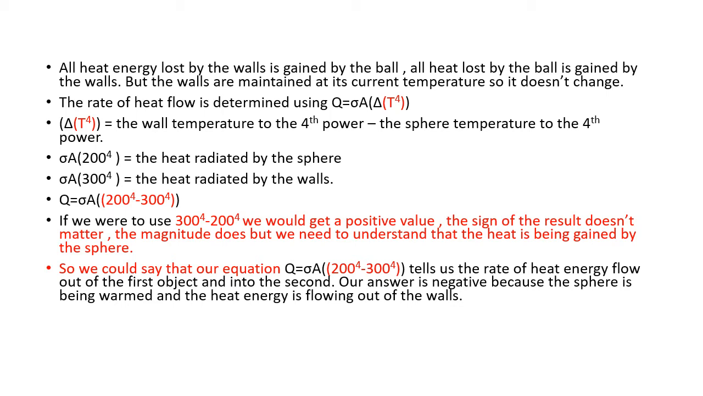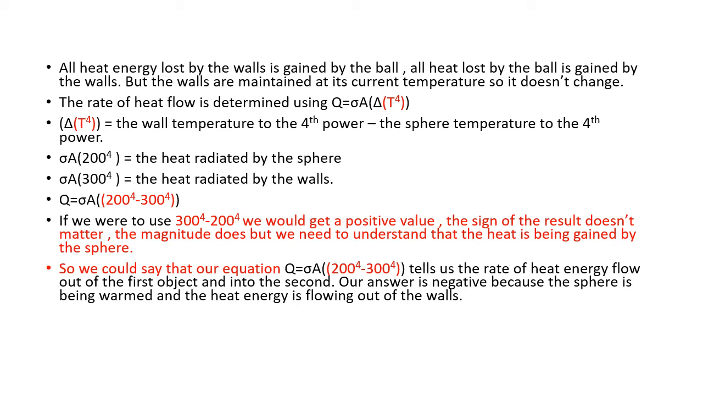So the rate of heat flow is determined using the equation Q dot, the rate of thermal energy, is equal to sigma, which is Stefan's constant, multiplied by the area of the object in question, multiplied by the change in temperature. This isn't actually a change in temperature. We have delta T here, but it's more of a difference in temperature. So we've expanded on that below. Delta T to the power 4 is equal to the wall temperature to the 4th power, subtract the sphere temperature to the 4th power.